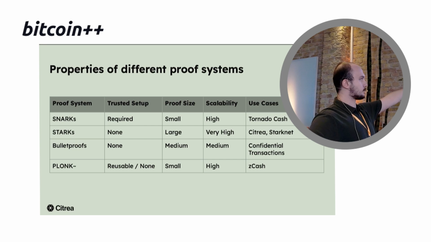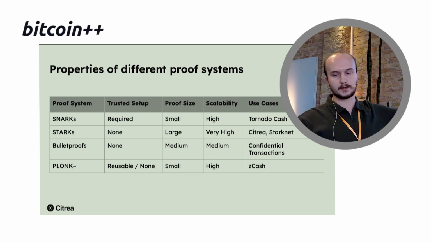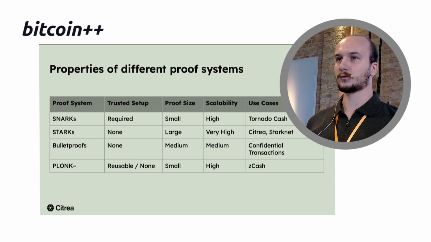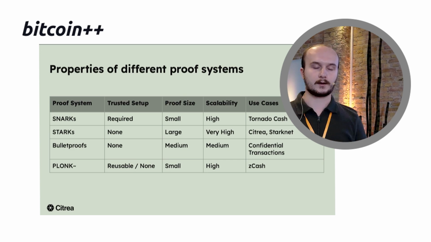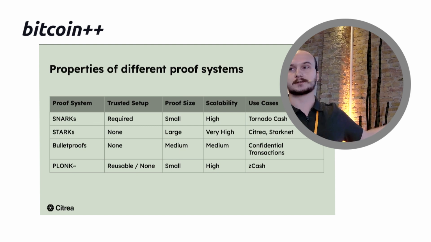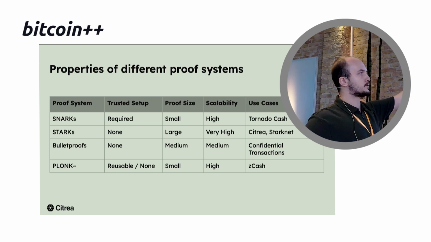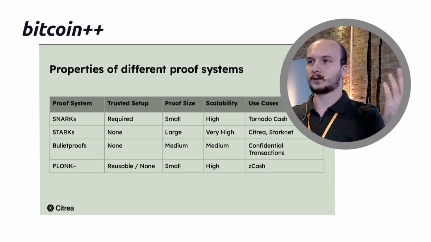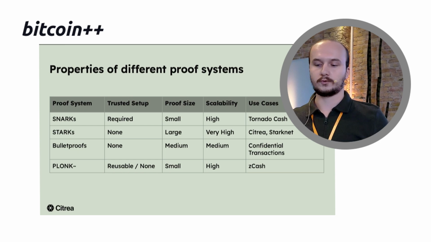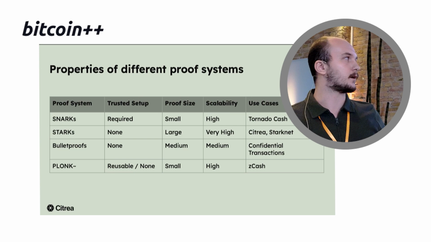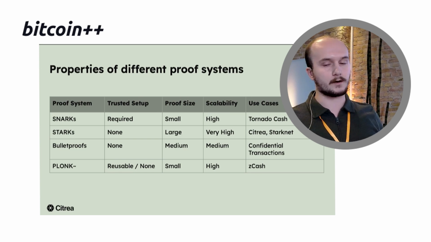Plonk-based systems sometimes don't require trusted setups, and sometimes they're reusable. So you do a single setup and use the same setup over the different circuits. And especially with STARKs, now you don't have a trusted setup, which means it's fully trustless, so you can simply prove any statement, but the proof size is large compared to them. It's very scalable because you can just do unbounded computation, and the use cases are different, like StarkNet. I think Abdel talked yesterday about it. And at Citrea, we are using STARK proofs in our ZK VM.